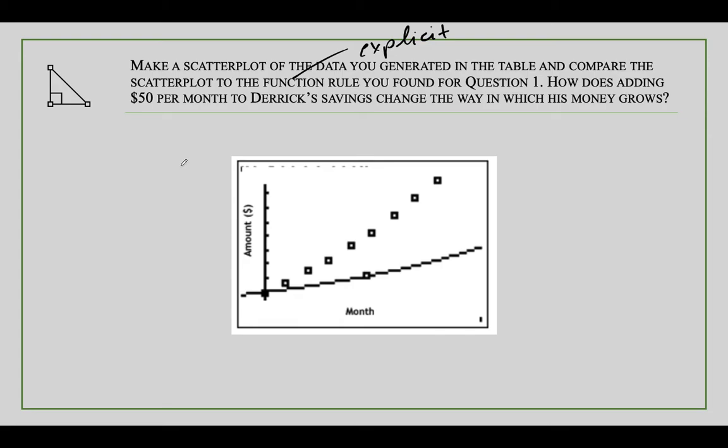So how does the $50 per month change the way in which the money grows? Well, we're definitely going to reach our goal a lot faster, much faster, with the additional 50.